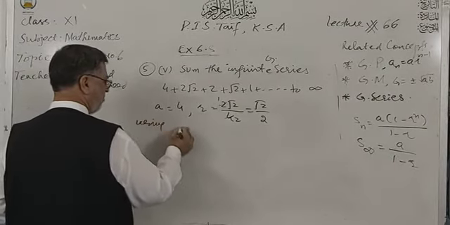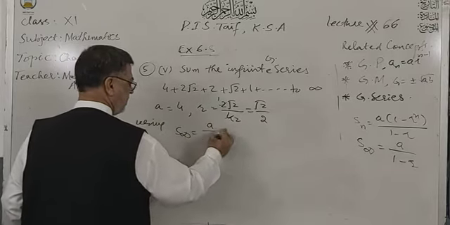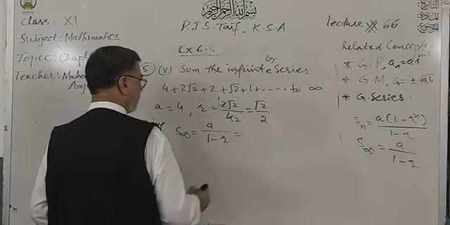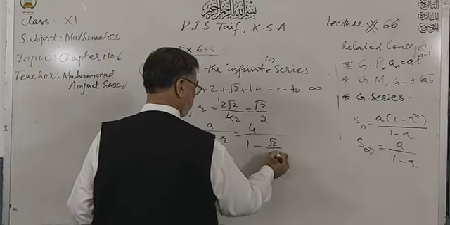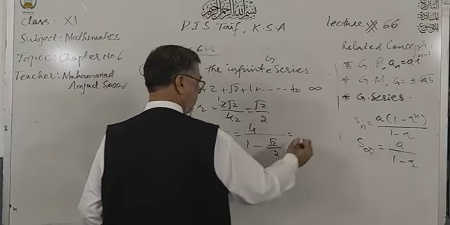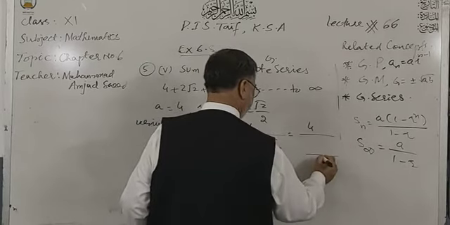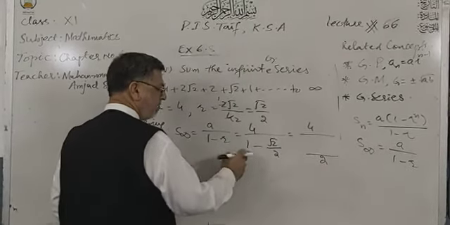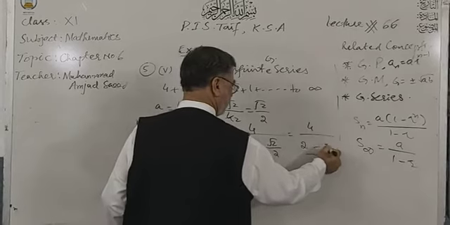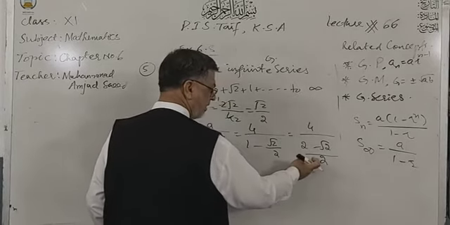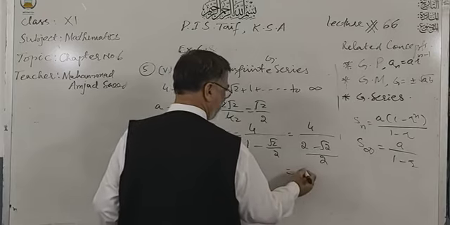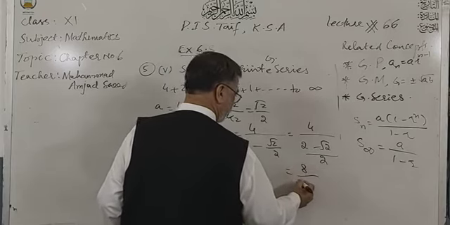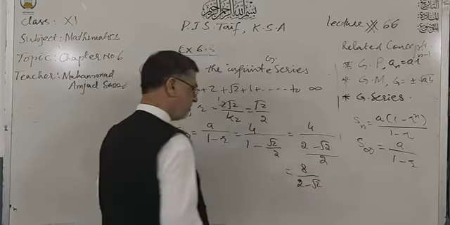Using the formula, S infinity is equal to a over 1 minus r. a is 4, and 1 minus r is (2 minus root 2) over 2. Dear students, you can take the LCM in the denominator, that will be 2 minus root 2. And this 2 will come up and become reciprocal, that will be 8 over 2 minus root 2.